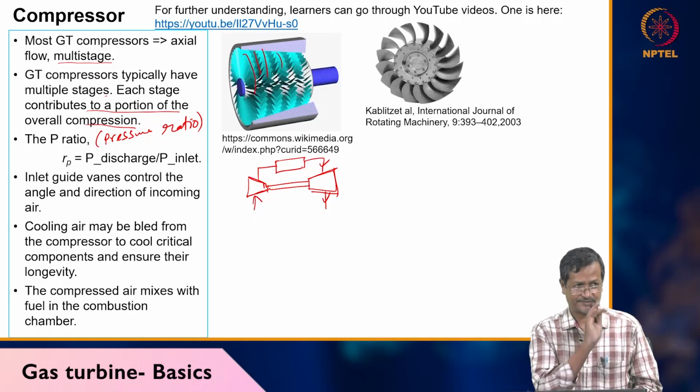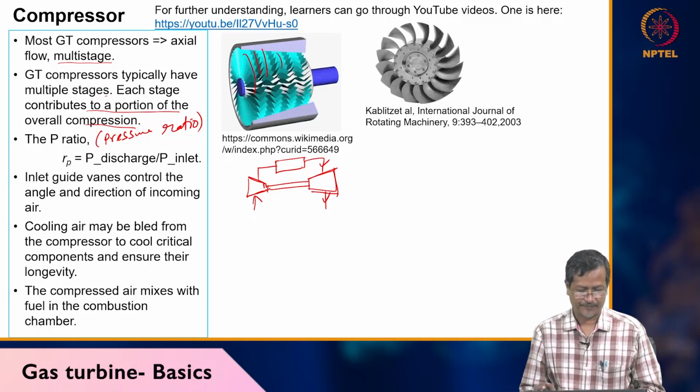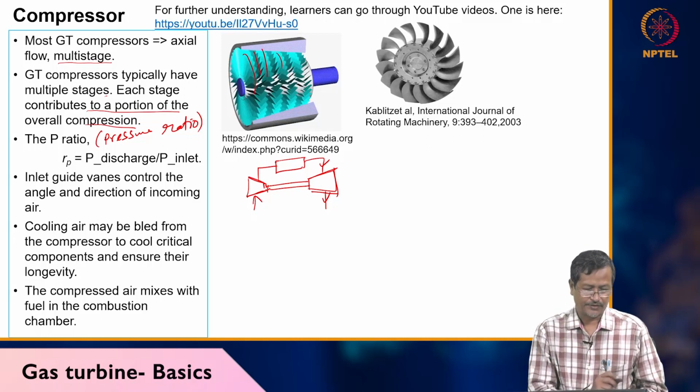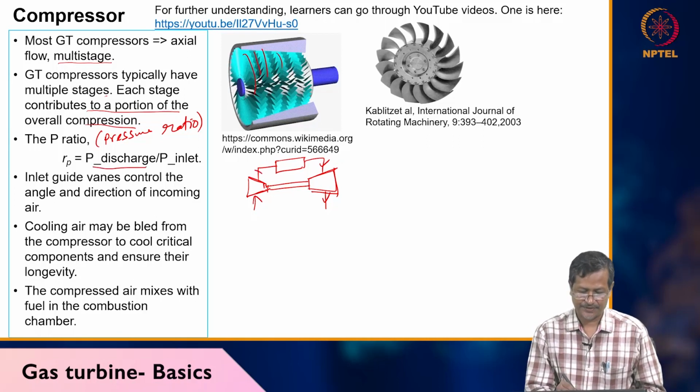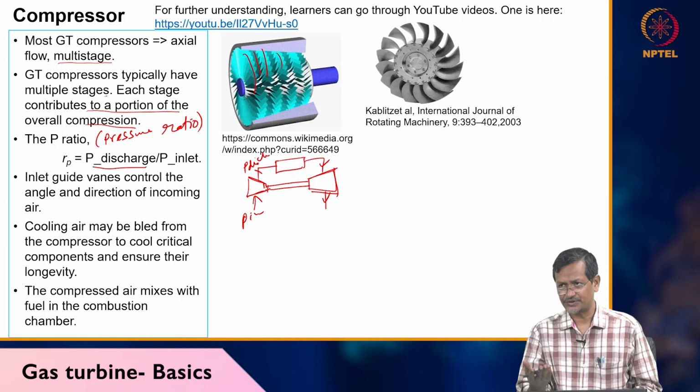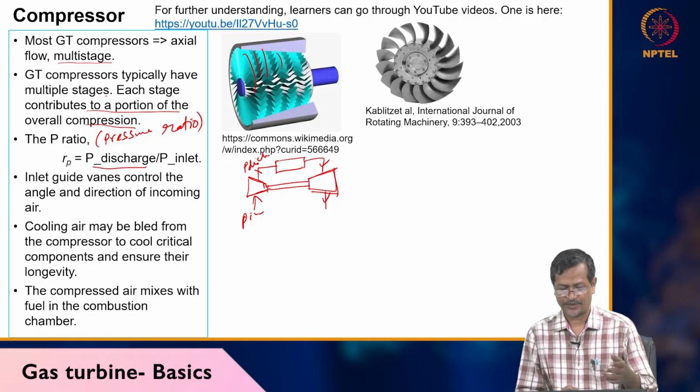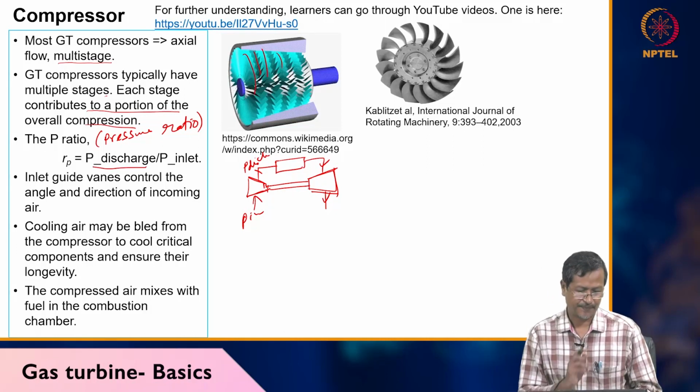Don't speak. Okay. The pressure ratio is P discharge divided by P inlet, where P inlet is the outside pressure. This ratio is called the pressure ratio. How much pressure is required, you can calculate based on this formula. The inlet guide vane controls the angle of direction of the incoming air.